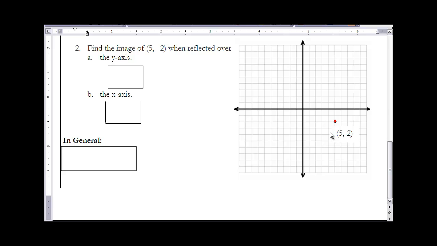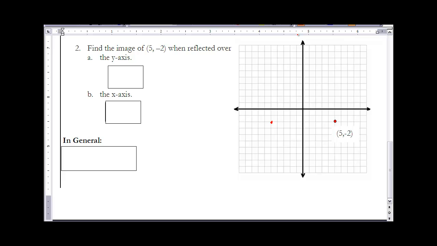So let's look at part A first. If I'm going to reflect this point 5, -2 over the y-axis, we know that the y-axis has to be the perpendicular bisector of the segment connecting the image and the pre-image. That means that the distance from this point to the y-axis has to be exactly the same as the distance from the y-axis to where it ends up. Well, I know based on my coordinate that it's 5 units from the y-axis. Therefore, when I put it over here on this side, I've got to come over 5 units as well.